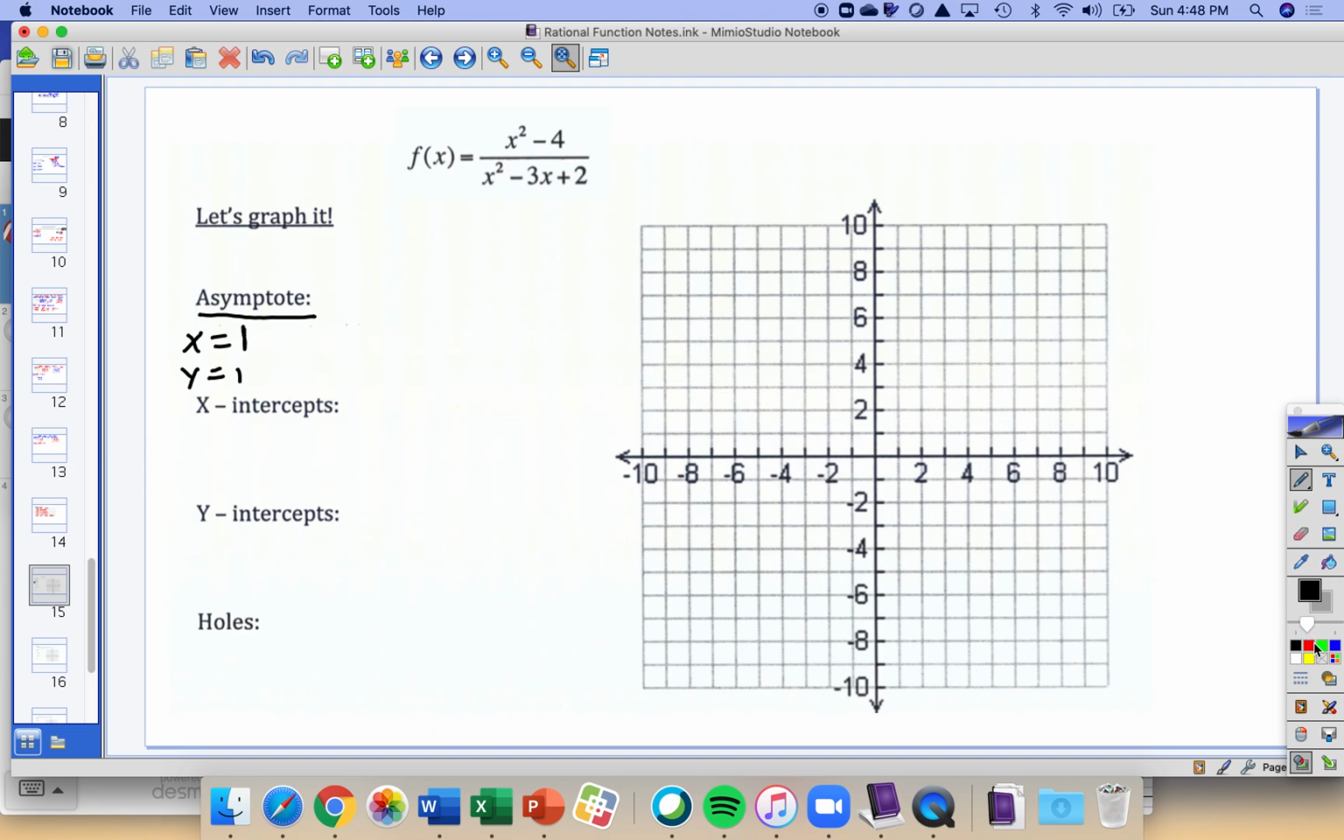So let's graph those. I'll put them in red. Okay, so x equals 1 is a vertical asymptote that I draw a dotted line for. That looks like this. Y equals 1 is a horizontal line. That looks like this. Good. Then we have our x-intercepts. We had our x-intercept at -2, 0, and our y-intercept at 0, -2. So I'll plot those 2 points there on my graph. So I have this point right there and that point right there.